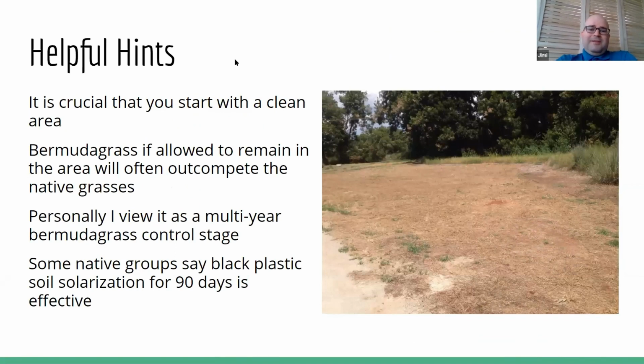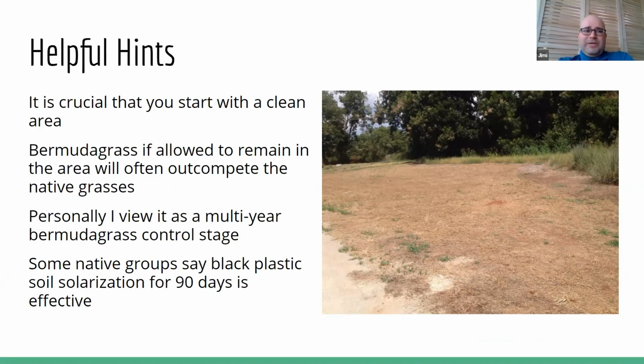So it is crucial that you start with a clean area. Bermuda grass, if allowed to remain in an area, will often outcompete native grasses and a lot of the other plants. Personally, I view it as a multi-year Bermuda grass control stage. Especially the larger the site, the longer it is going to take to get one of the prairie or pocket prairie even established. Some native groups use plastic soil solarization for 90 days to get rid of everything.